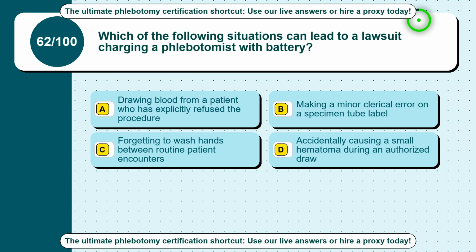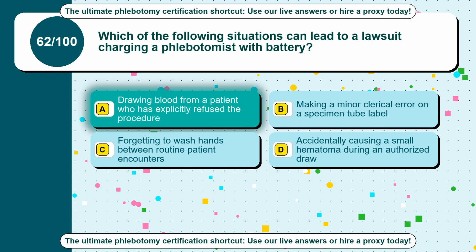Question 62. Which of the following situations can lead to a lawsuit charging a phlebotomist with battery? Option A, drawing blood from a patient who has explicitly refused the procedure. Option B, making a minor clerical error on a specimen tube label. Option C, forgetting to wash hands between routine patient encounters. Option D, accidentally causing a small hematoma during an authorized draw.